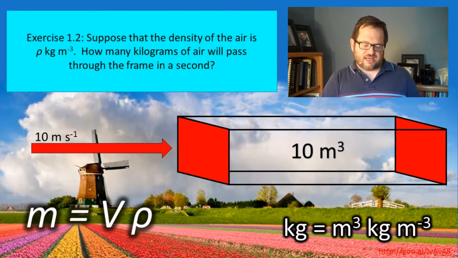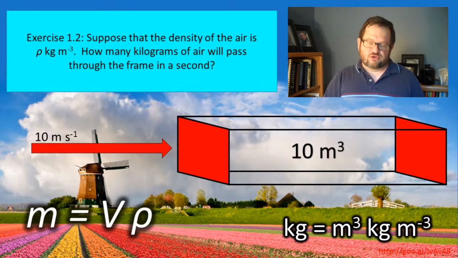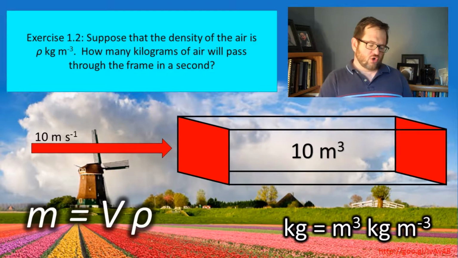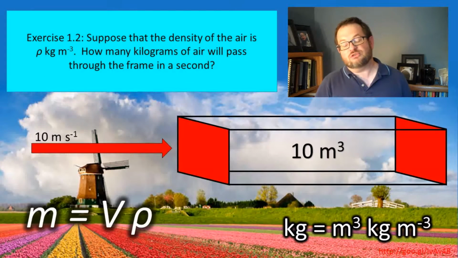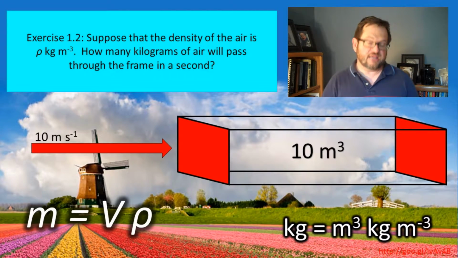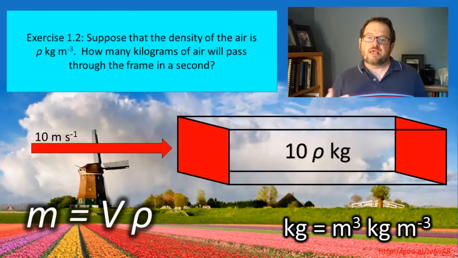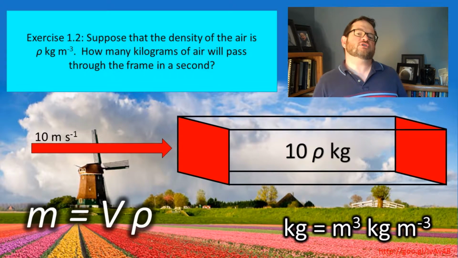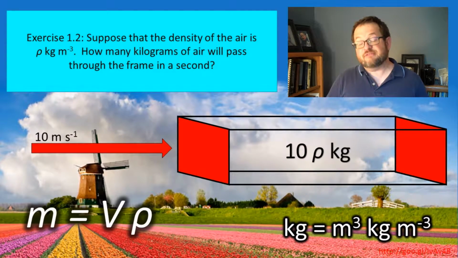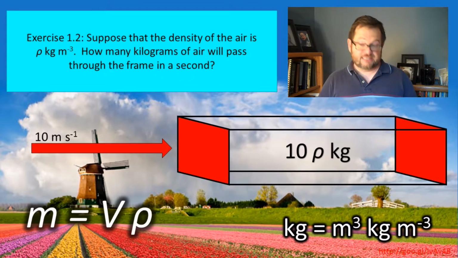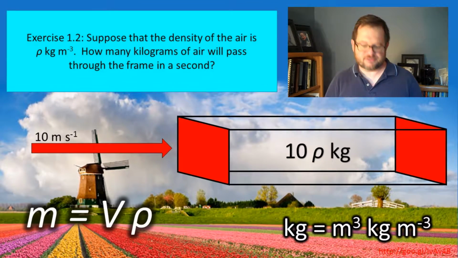So when you multiply that out, remember when you multiply, you add exponents, you get rid of the meters, right? And so this all works out. All right, so if the mass of the air that's passing through is just the volume times the density, and the density is just rho, well, we knew the volume was 10 cubic meters, so our mass of air that is passing through that frame is 10 rho kilograms.